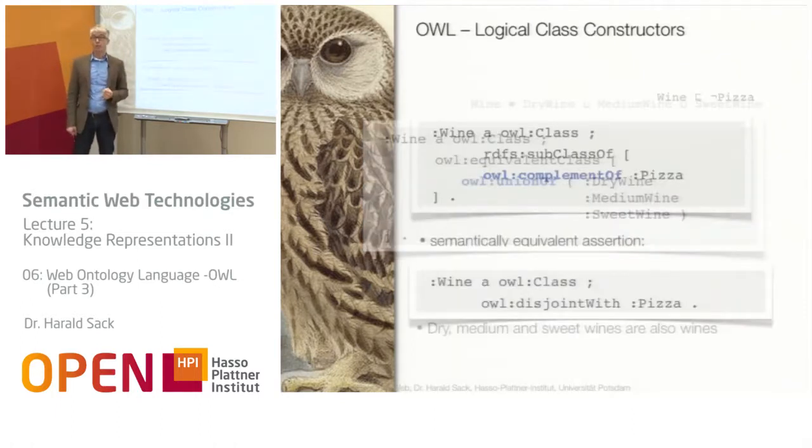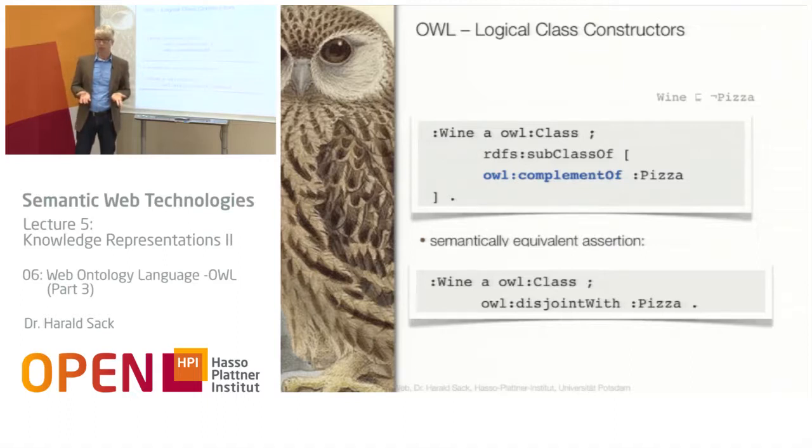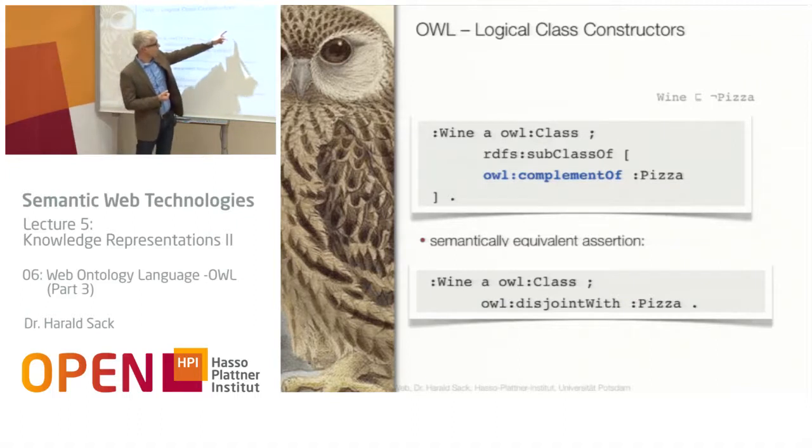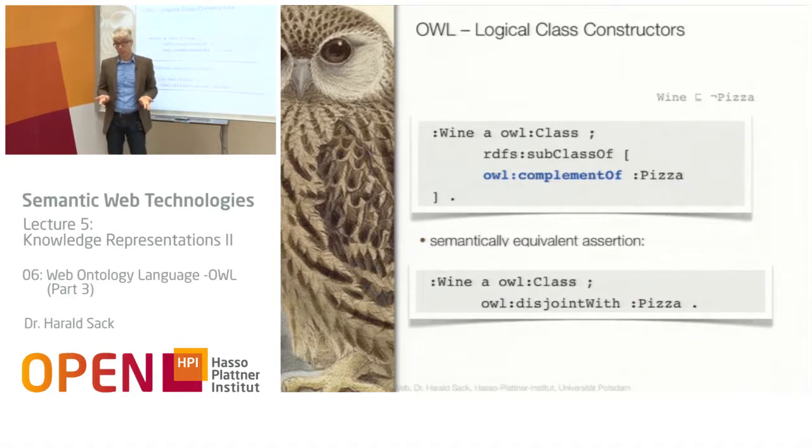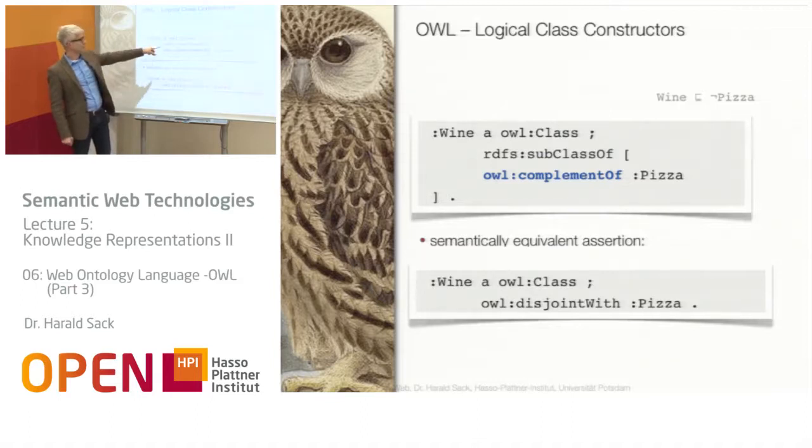Okay, what else can we do? We have the complement, and of course, we can say that a class is completely different from another class. So for example, we say wine is no pizza. So these two classes are, of course, disjunctive. Then I can also state this in the way with description logic that I say here wine is the subclass of not pizza. And yeah, you can write it, of course, shorter with the disjoint with property. But you can also state this fact if you say wine is an OWL class and this is a subclass of the complement of pizza. So this is another way to define disjointness between two classes.